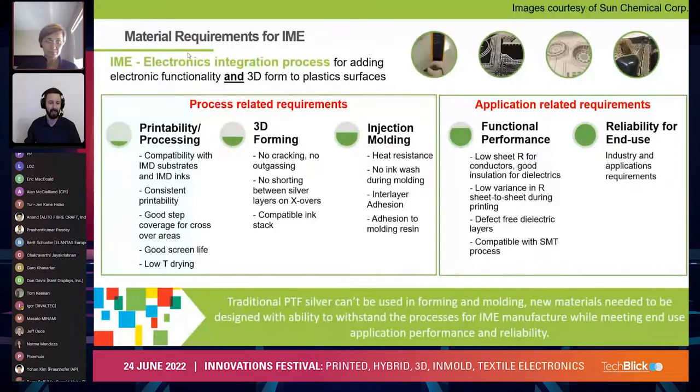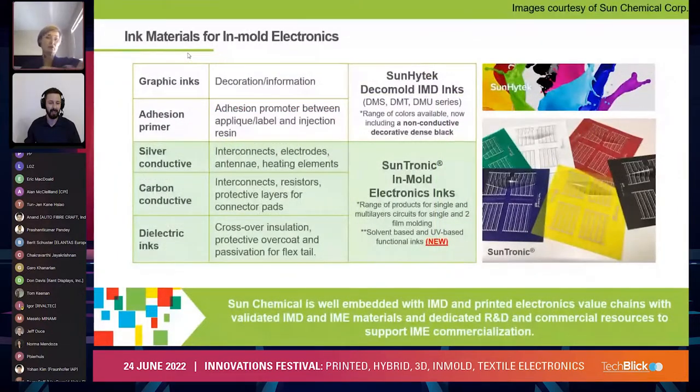Now, in terms of Sun Chemical, as I said, we are the largest ink and coating and pigment manufacturer, and we offer basically from graphic inks all the way through functional inks, solutions for in-mold electronics. So in terms of decoration and also some auxiliary products such as adhesion promoters, barrier layers, things like that that are needed for the individual layers of the IME or decorated IME appliques or labels. We offer our Sun High-Tech Decomold in-mold decoration inks.